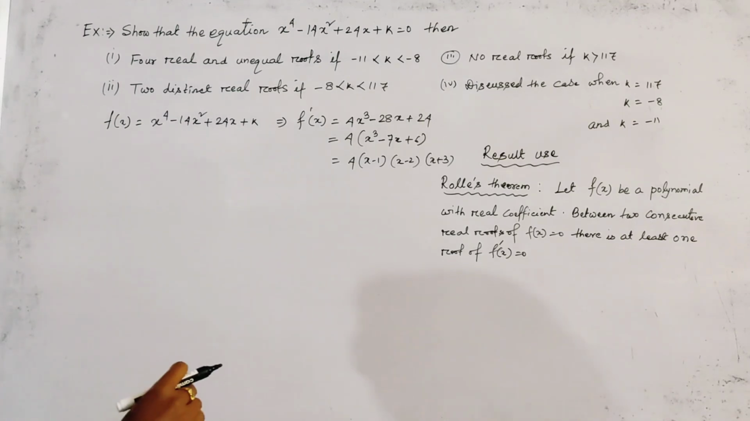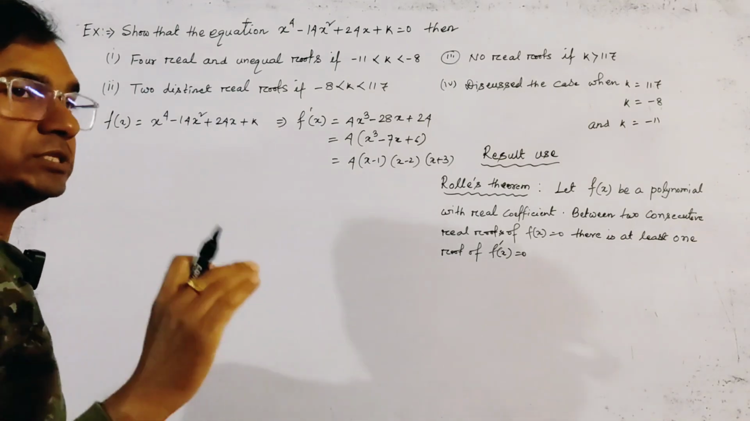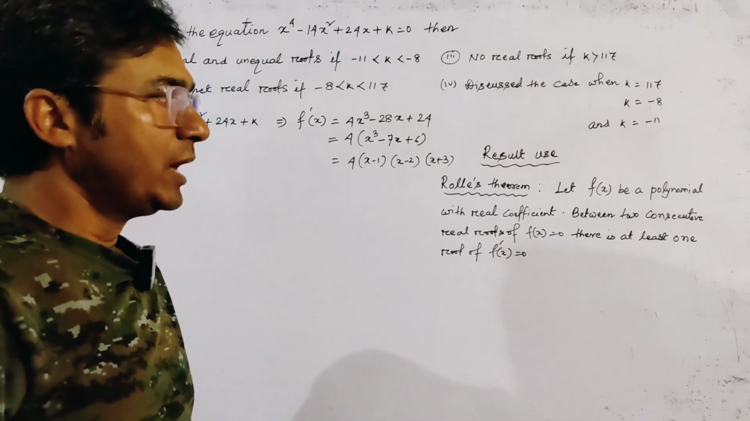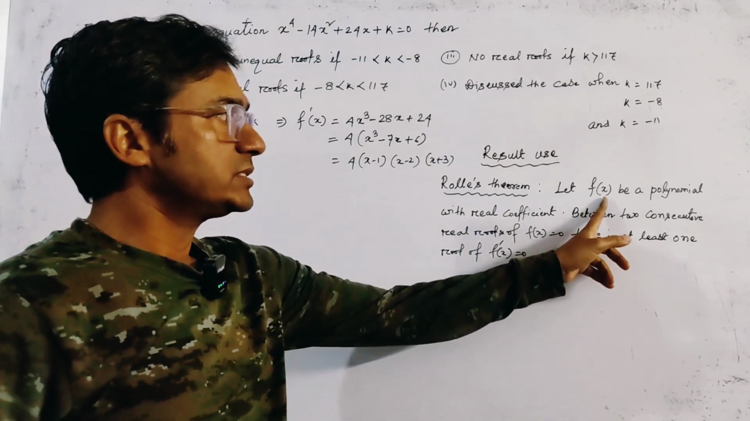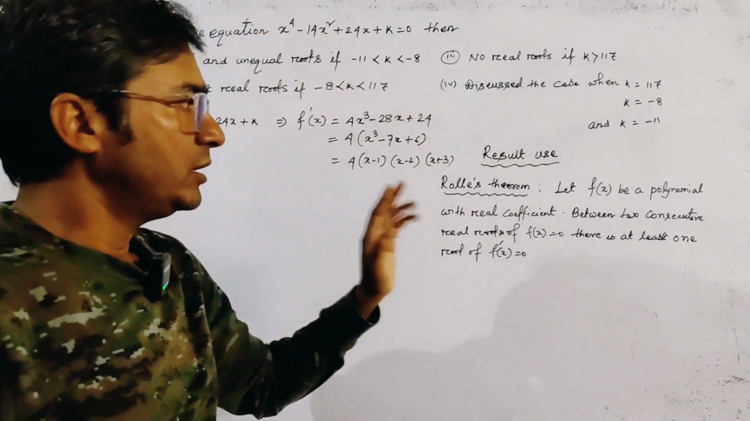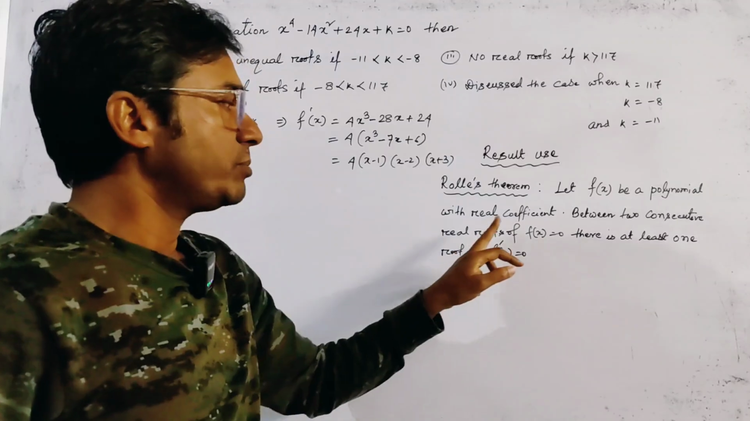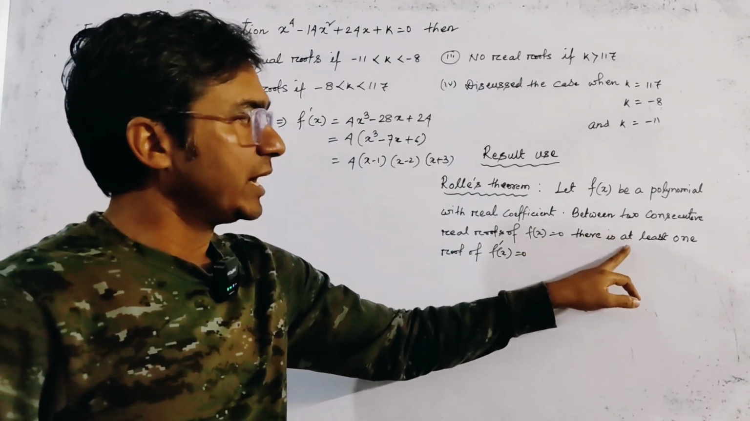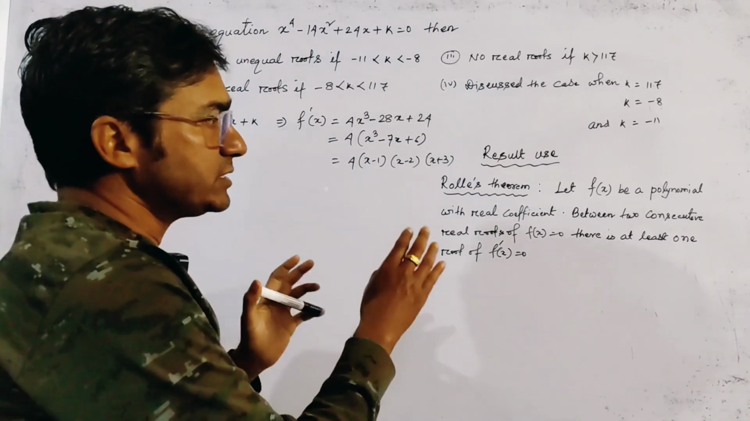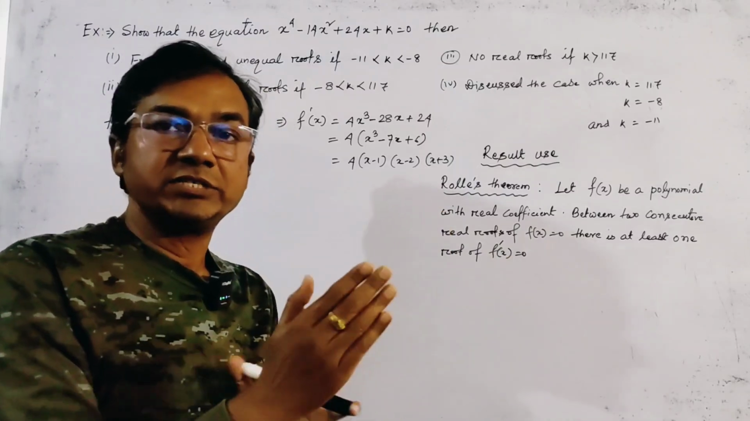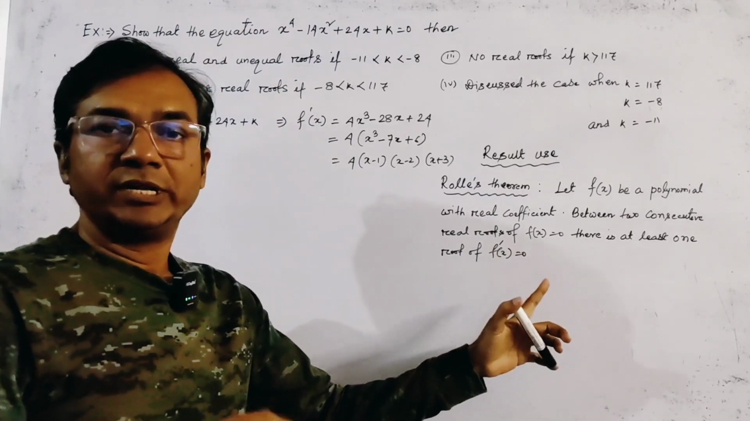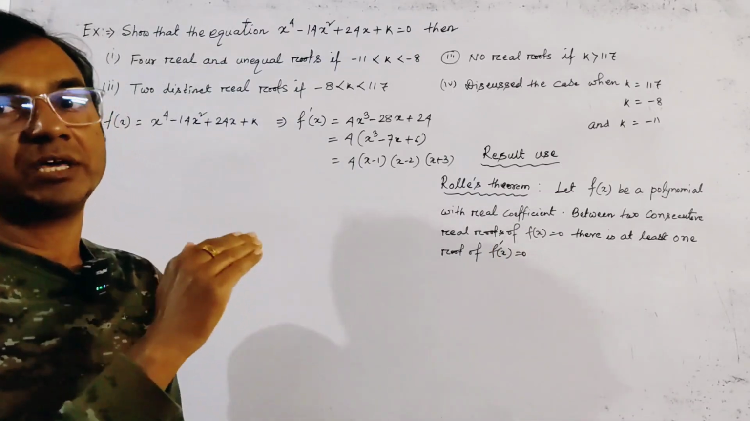Now we use an important theorem of theory of equations, Rolle's theorem. Rolle's theorem states that if f(x) is a polynomial with real coefficients, and here all the coefficients are real, then between any two consecutive roots of f(x) equal to 0, there is at least one root of f dash x equal to 0. That is, we get this equation by differentiating the given equation.